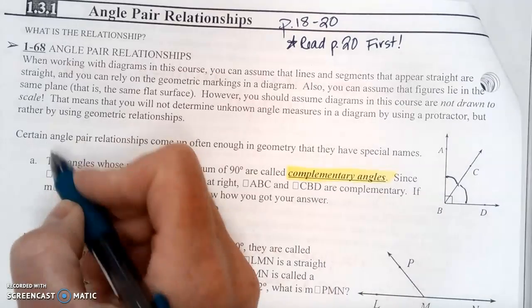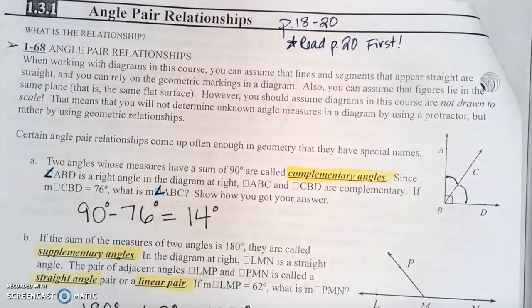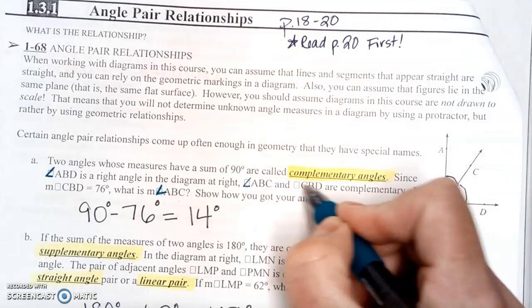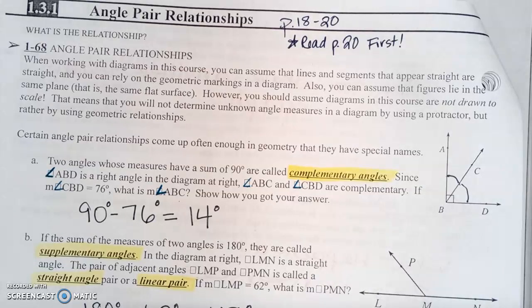Does yours have a little angle mark right here or a little box? It has a box? Okay. Each of those little boxes is supposed to be a little angle mark like this, because they just didn't print correctly.